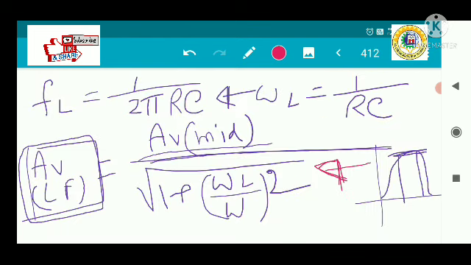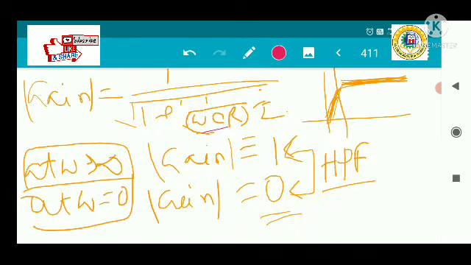And later on, whenever we discuss the amplifier circuit and try to derive the cutoff frequency, then we will compare it with this equation and try to derive the cutoff frequency.